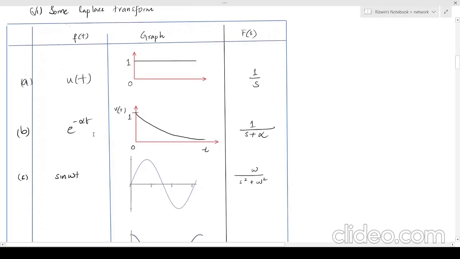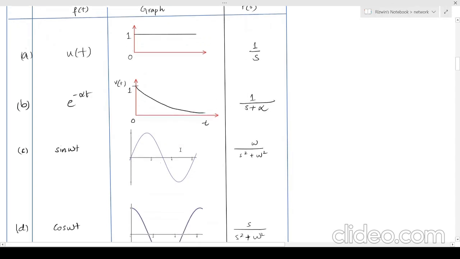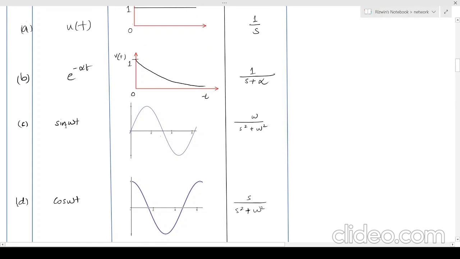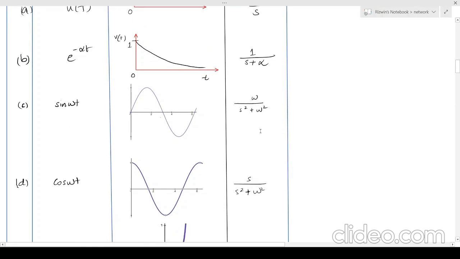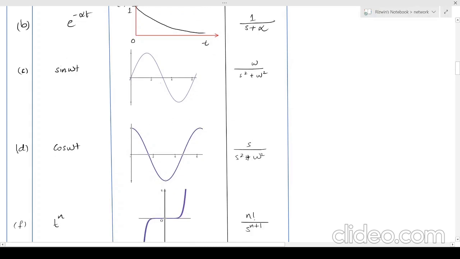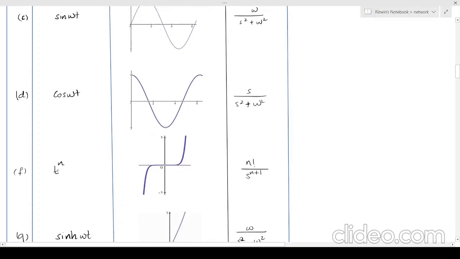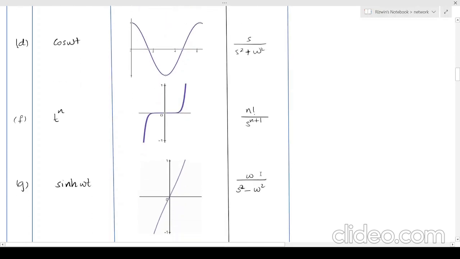Now let's see an exponential function e raised to minus alpha t. The function is defined such that at t equal to 0, it has value 1 and it exponentially reduces as time increases, and the Laplace transform will be 1 by s plus alpha. The function sin omega t will be transformed into omega by s square plus omega square. Cos omega t will be transformed into s by s square plus omega square. The function t raised to n, where n can be any real number value, will be transformed to n factorial by s raised to n plus 1.